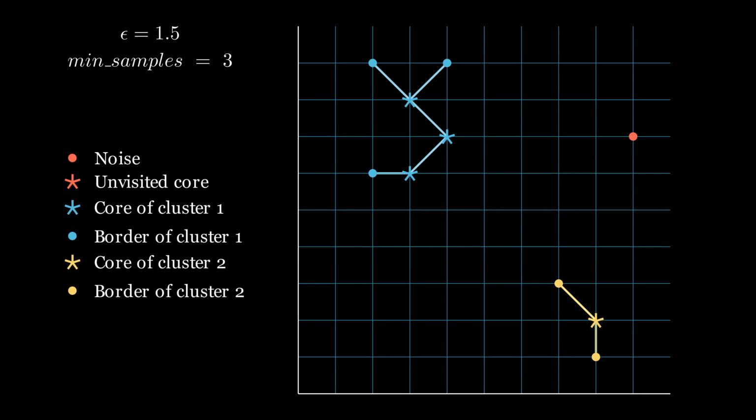Finally, since we do not have any unvisited core points left, we can say that our algorithm is complete. That means this lonely point is noise.